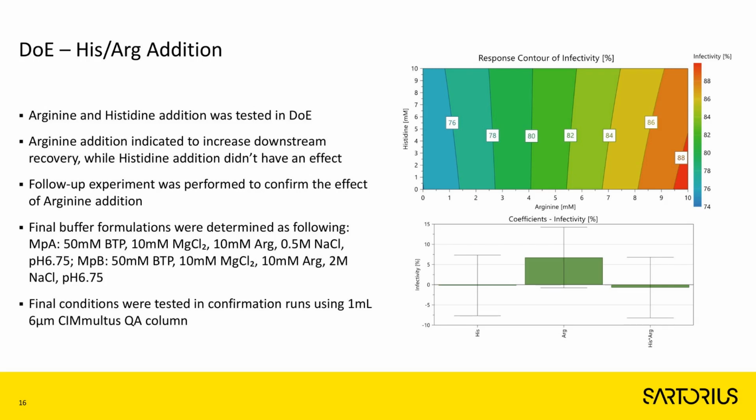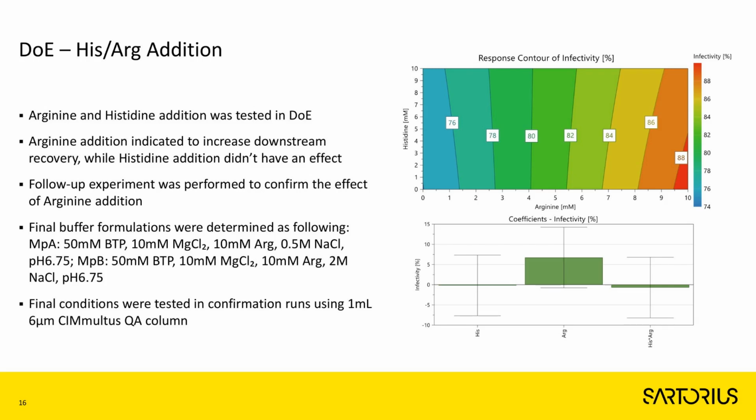So at this point, we were closing on, or we got around 90% infectious titer recovery. So at this point, we were quite satisfied with the conditions that we got, and we selected a final buffer formulation, which was the following. So for the buffer A, we had 50 millimolar BTP, 10 millimolar magnesium chloride, 10 millimolar arginine, half molar NaCl, and a pH of 6.75. For the buffer B, or the elution buffer, the conditions were the same, with the exception of 2 molar NaCl.